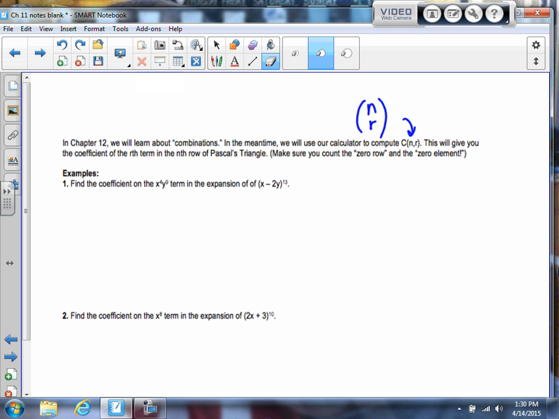So it says in chapter 12, we're going to learn about combinations. So we just talked about this. So we have this nCr. Back when I taught at IU, we would always have these questions on the test. It would be like the one that was on the backboard. It's crazy long. It'd say find the coefficient on the x to the fourth, y to the ninth term of the expansion.